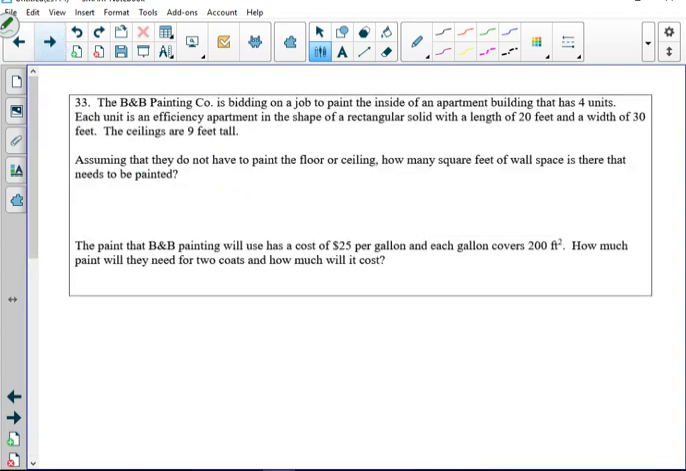And the last one for this section, being on a job, being inside of an apartment, has 4 units. Each unit is an efficiency apartment in the shape of a rectangular solid. With a length of 20, width of 30, a height of 9. Assuming you don't have to paint the floor or the ceiling, how many square feet of wall space is there? So that's just straight up lateral area. That's going to be 900 square feet.